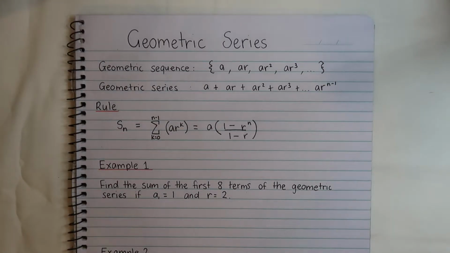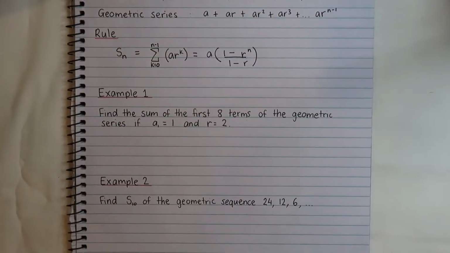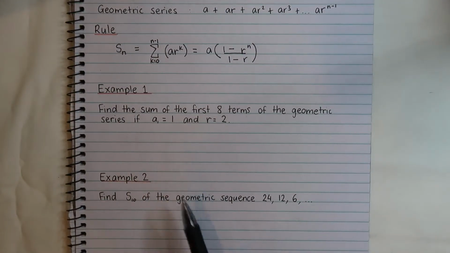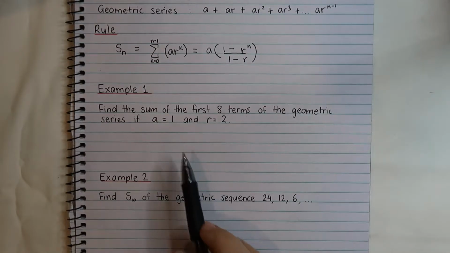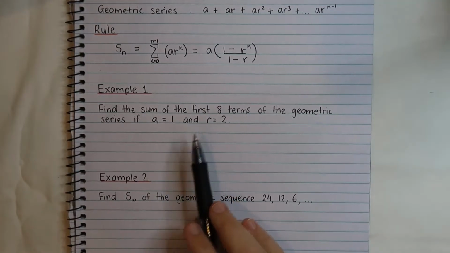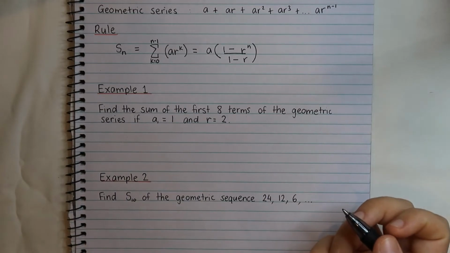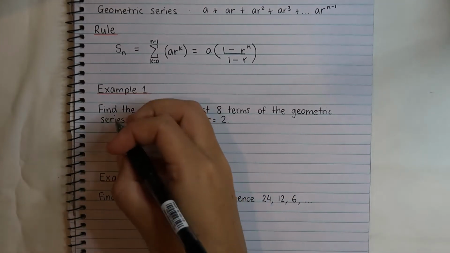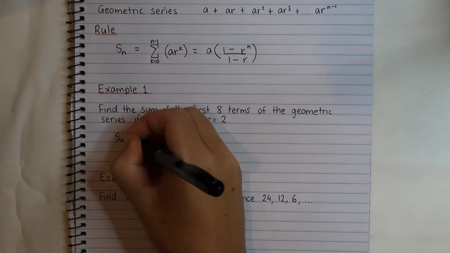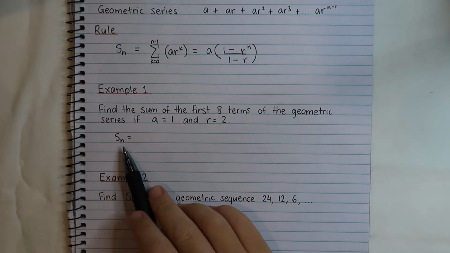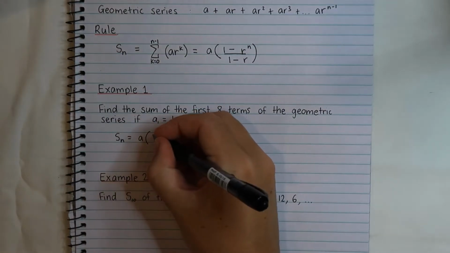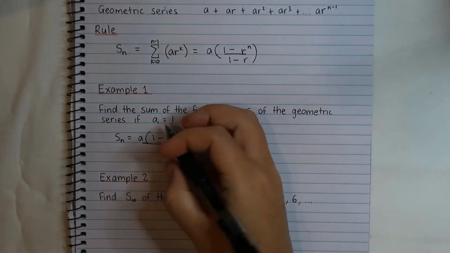So let's use this formula for a question and understand how we use it. So example 1, we have find the sum of the first 8 terms of the geometric series if A is equal to 1 and R is equal to 2. So remember, A is our first term and R is our common ratio. So let's first write down our formula. So we have Sn equals A, 1 minus r to the power of n, over 1 minus r.